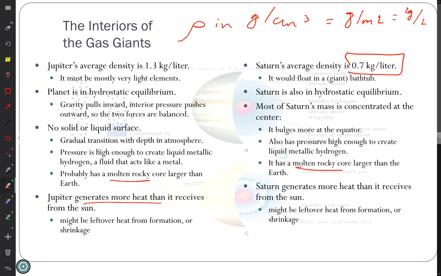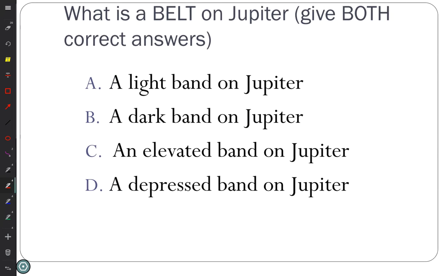Both of them generate more heat than they receive. In fact, we learned all of the giants generate more heat than they receive. Where's that heat coming from? It's from the compression. We call it the heat of formation, from them just being compressed. And so that's what it says here, heat of formation.